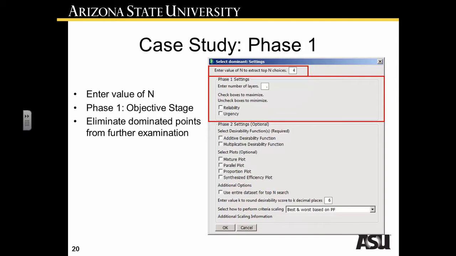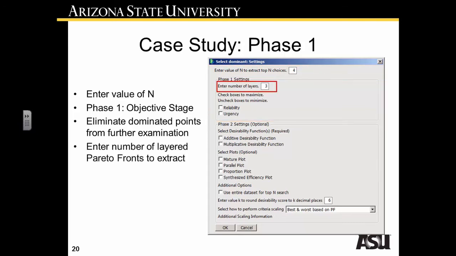For the next set of options, we're going to look at the phase 1 settings. This is, again, purely the objective stage, and this is where we want to eliminate the dominated points or solutions from further examination or further consideration. So this is where we're just finding the solutions that are on the layered Pareto front. The first step here is to enter the number of layers that we would like to extract.